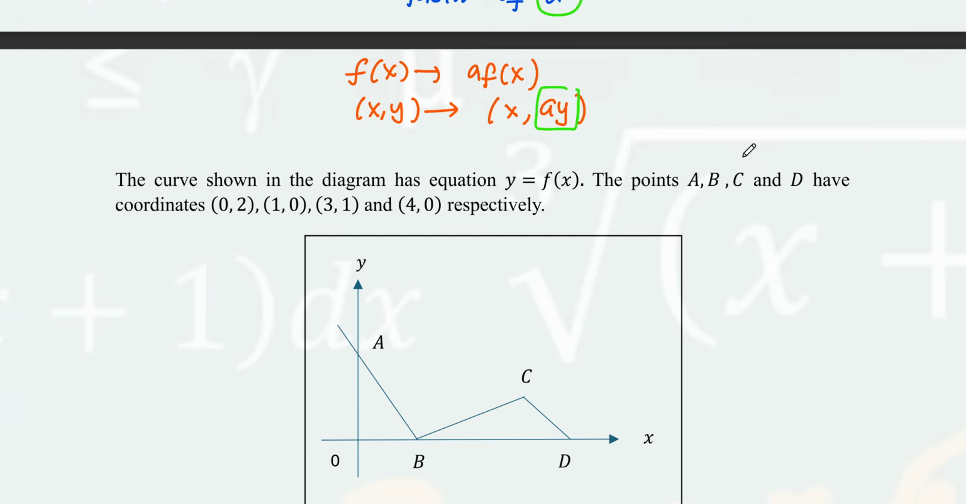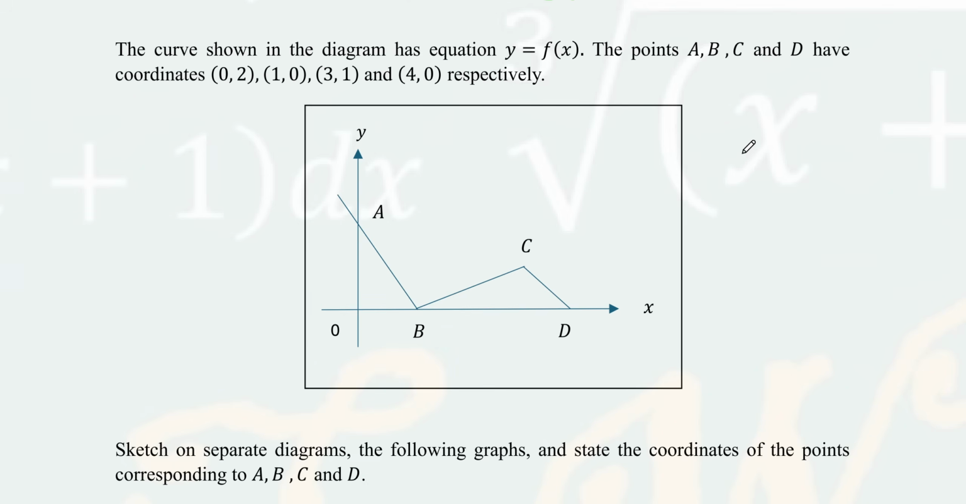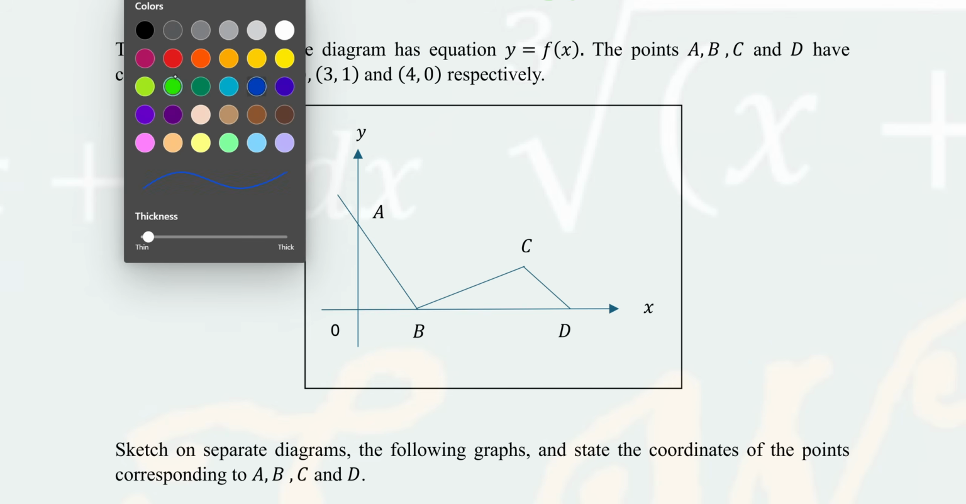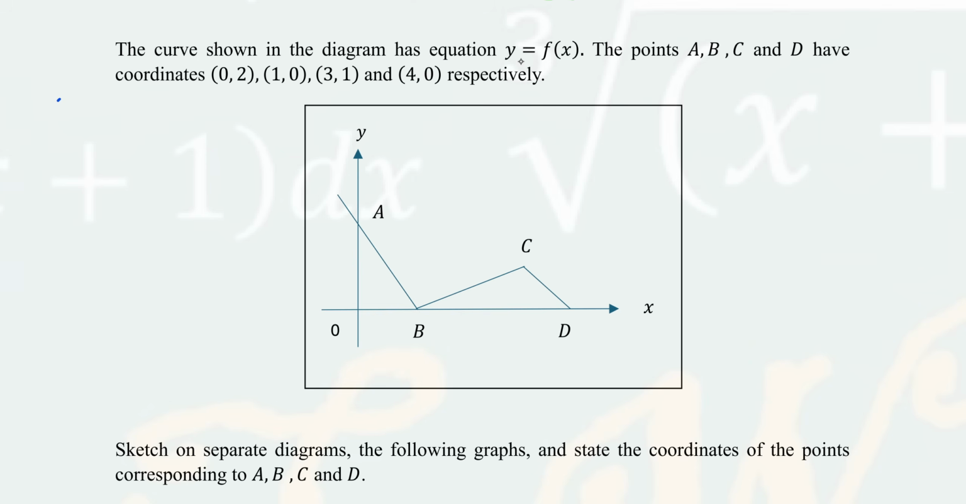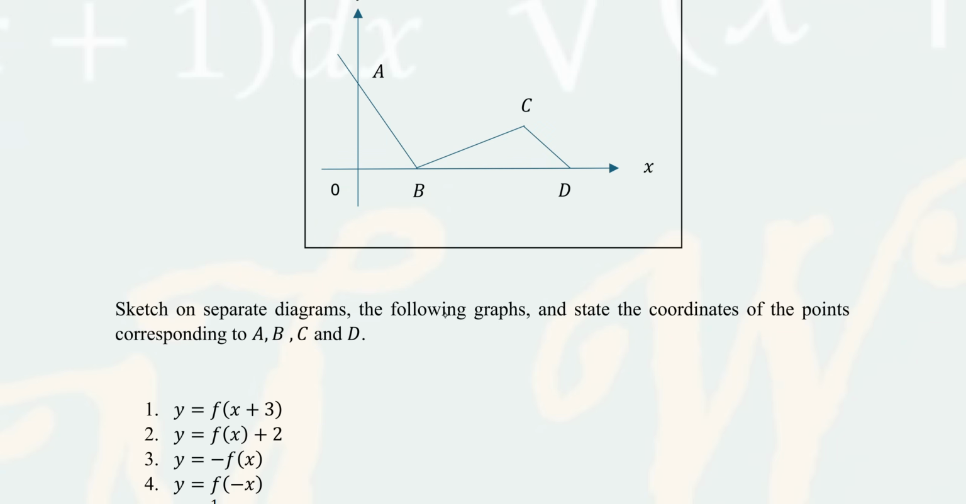Alright, so let's move on to the question. Now, let's say the curve shown in the diagram has the equation y equals f(x), given 4 points with coordinates (0, 2) is A, (1, 0) is B, C is (3, 1), D is (4, 0), respectively. You are given the graph over here. Sketch on separate diagrams the following graphs and state the coordinates of the points corresponding to A, B, C, D. So we need to sketch a graph first.